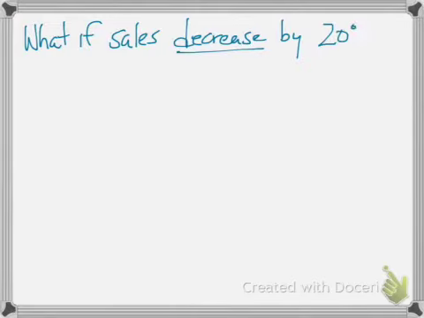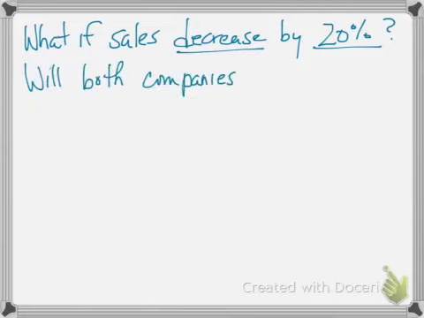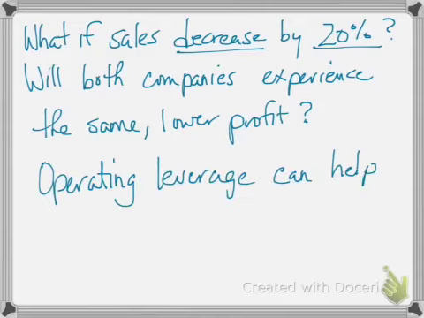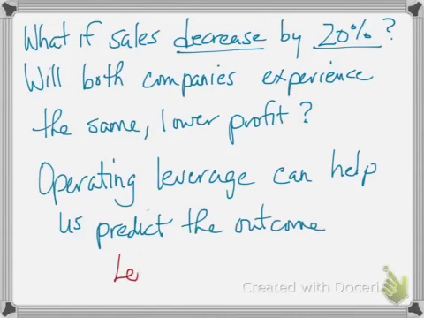So what if both of them, the whole industry, experiences a dramatic decrease in sales? Let's assume a 20% decrease in sales. Will both companies experience the same amount of lower profit or the same proportionate change in profit? A lot of people might think the answer would be yes. I think we need to look at it. Operating leverage can be used to help us predict that outcome, and now let's see how.